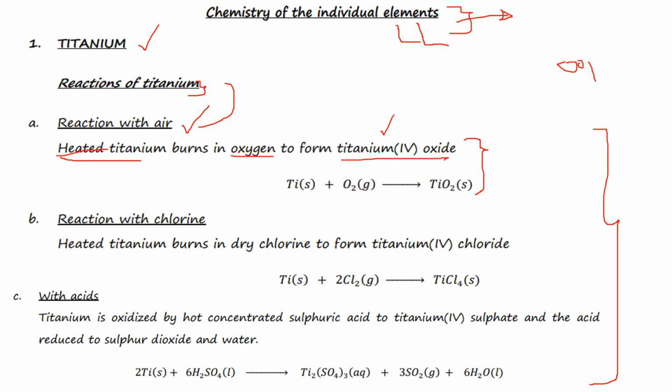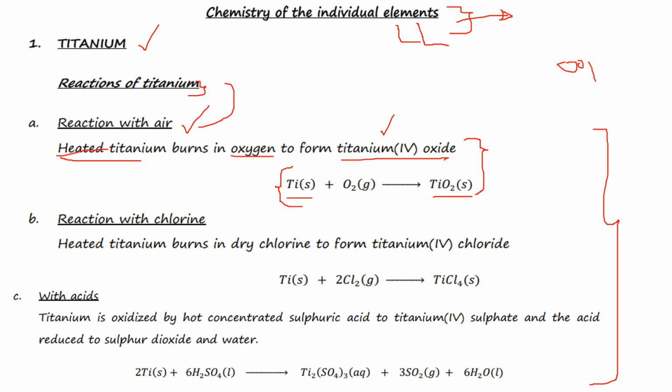So whenever we are heating titanium in air, it burns in air to give us titanium 4 oxide. But before writing the equation, in case you're examined, you must first make sure that the condition and the product being formed are well stated in the statement that precedes the equation. Each and every equation must carry a statement to maximize your marks.